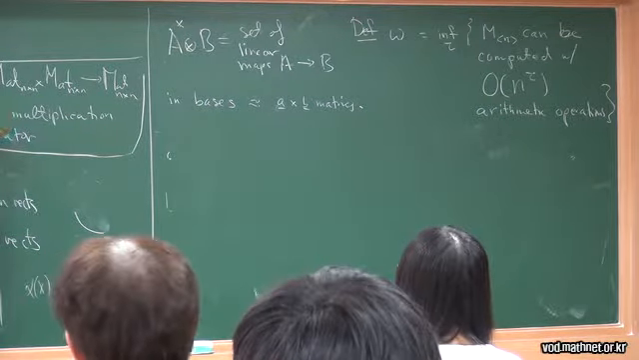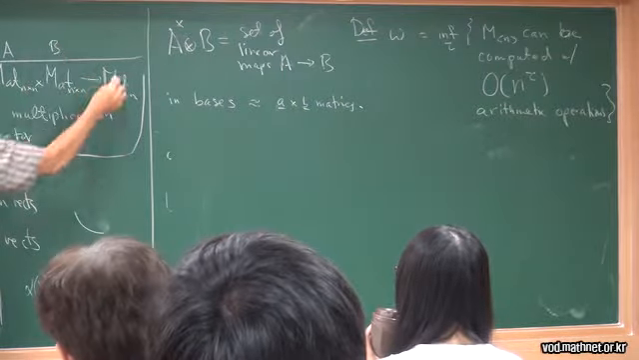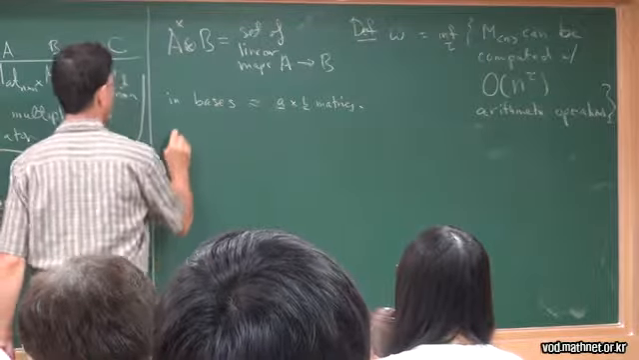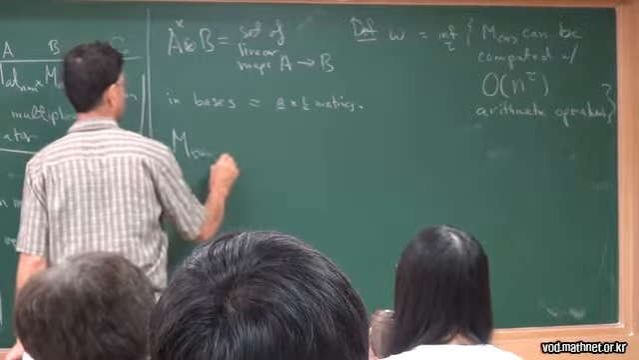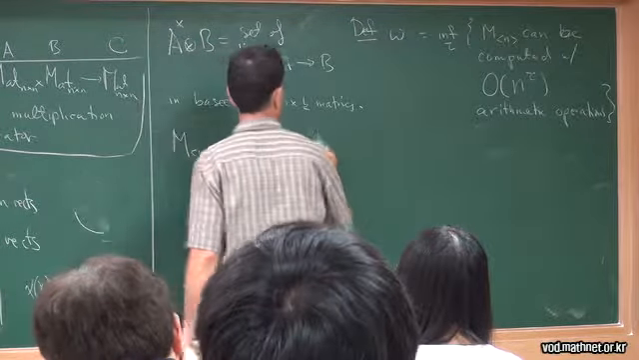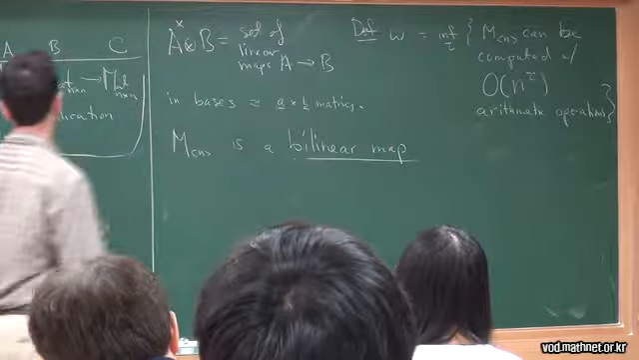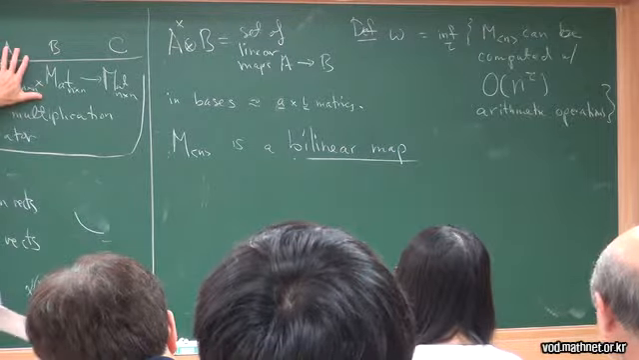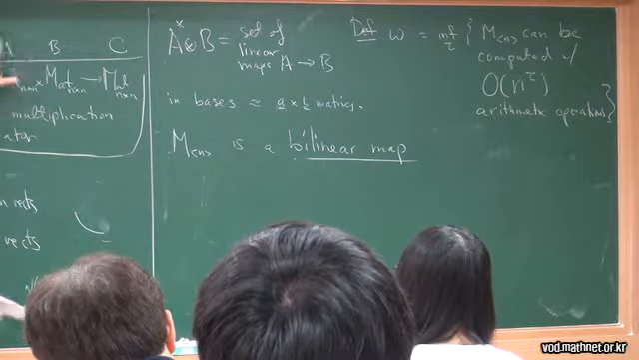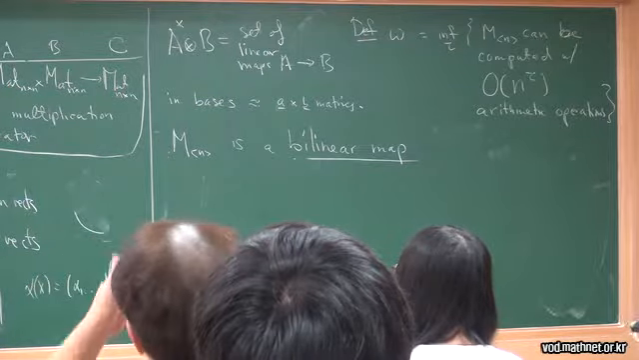Now, this matrix multiplication here, if I call this A, I call this B, I call this capital C, this matrix multiplication is a bilinear map. So that is, if I fix an element here, the map from B to C is a linear map. And if I fix an element here, the map from A to C is a linear map. It is linear in each factor.